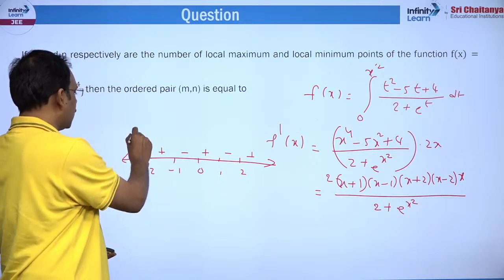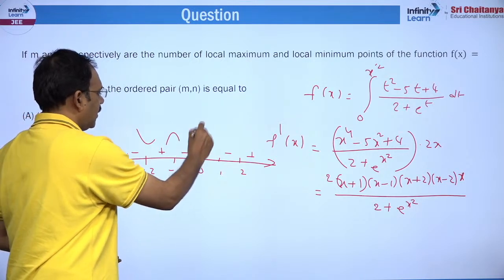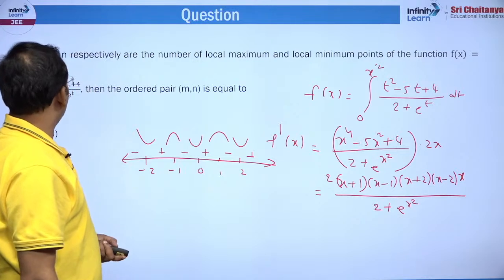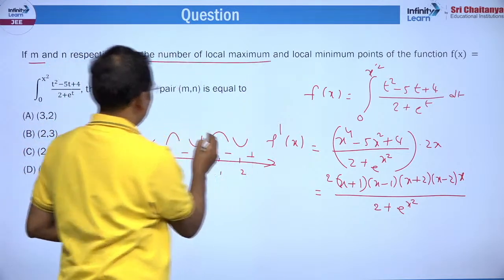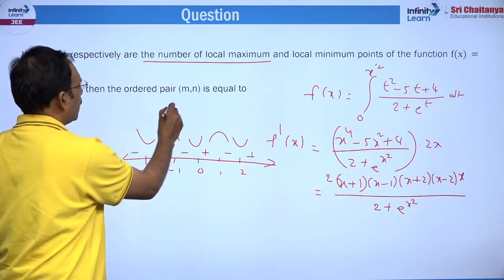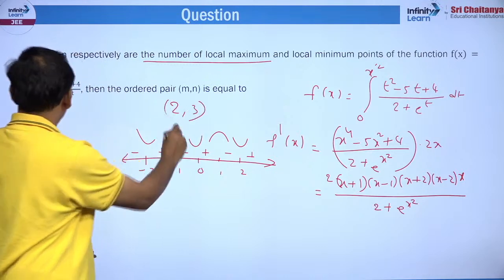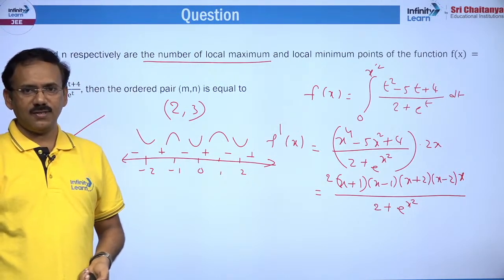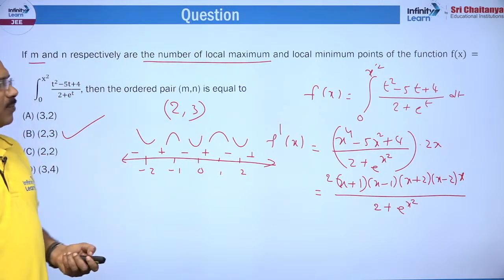Derivative negative to positive means local minima, here local maxima, this is minima, maxima, minima. So you see there are 3 points of minima. M is the number of local maxima. There are 2 points of local maxima and 3 points of local minima. So the answer is the ordered pair (2, 3), my dear friends. Okay. Clear everybody? Very simple problem.